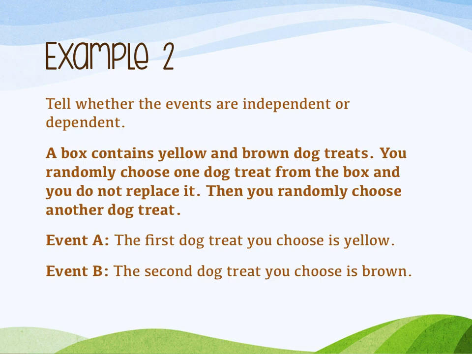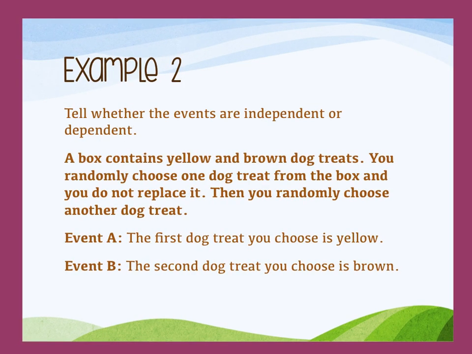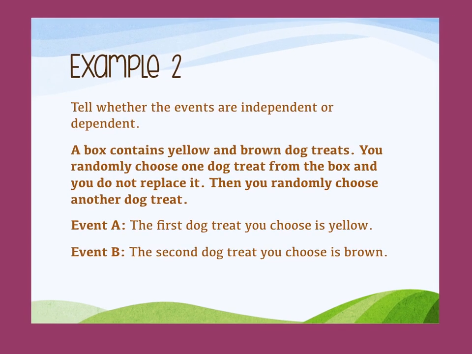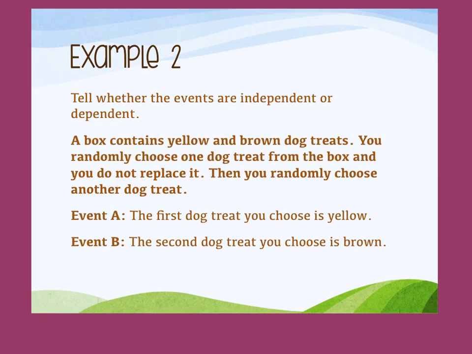All right, example 2. Tell whether the events are independent or dependent. So we're just identifying dependent or independent right now. A box contains yellow and brown dog treats. You randomly choose one dog treat from the box and you do not replace it. Then you randomly choose another dog treat. If your goal is to get a yellow the first time and a brown the second time, are these events independent or dependent? What'd you say? Are they independent or dependent? Dependent because of the words. Do not replace it.